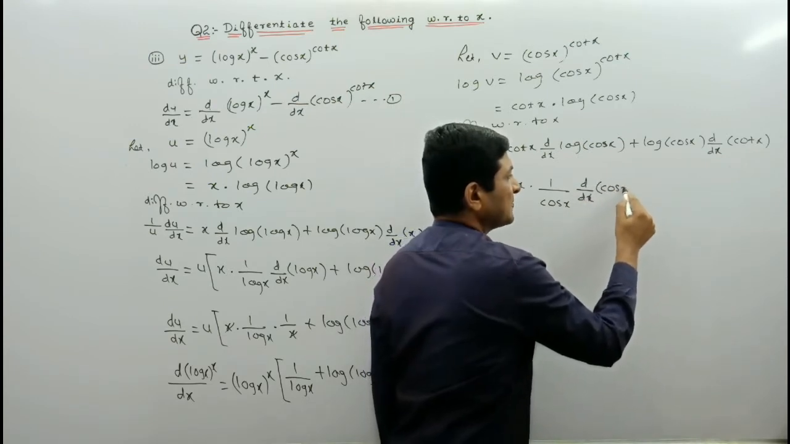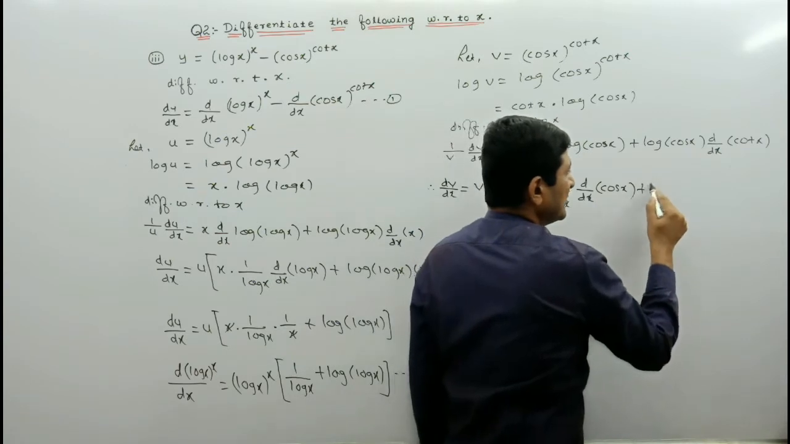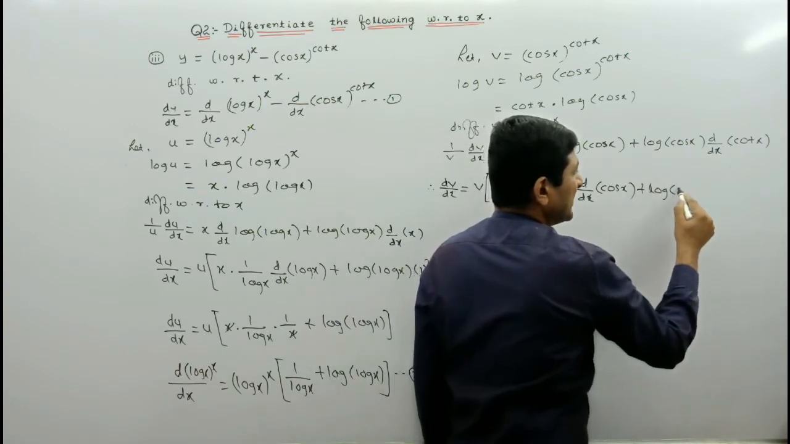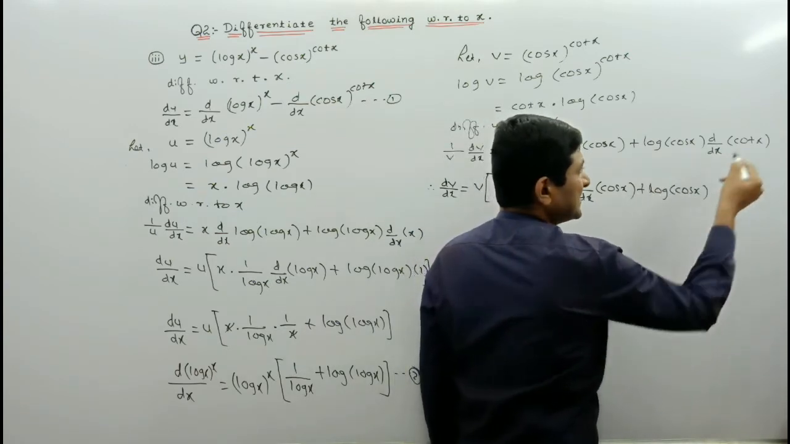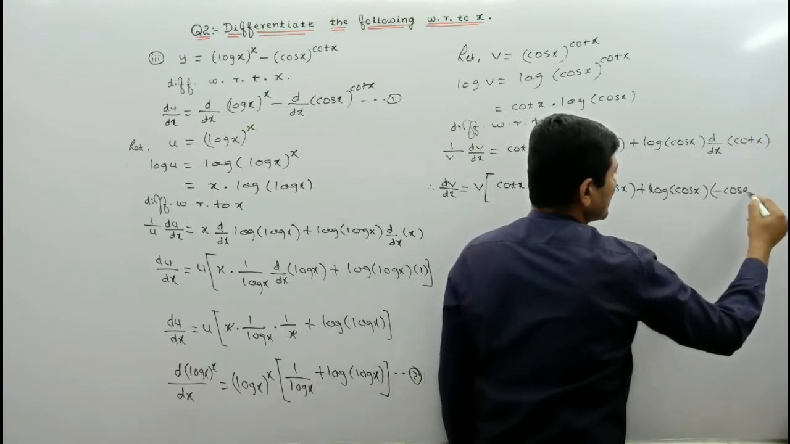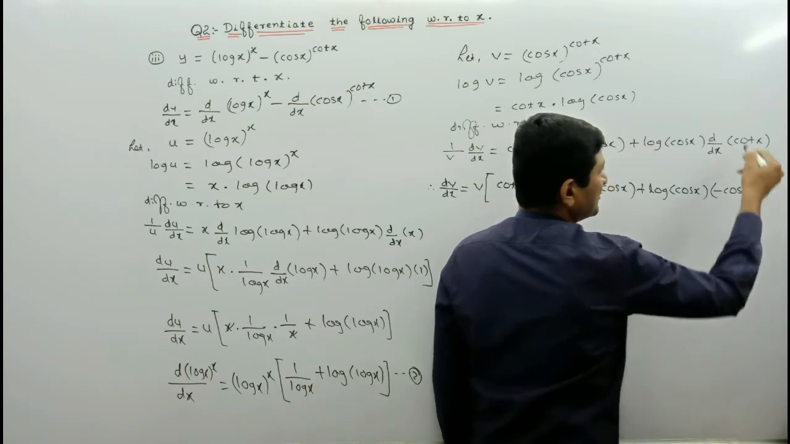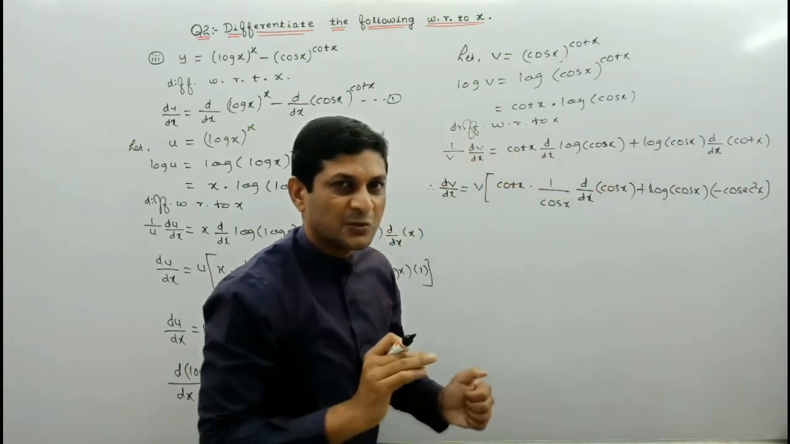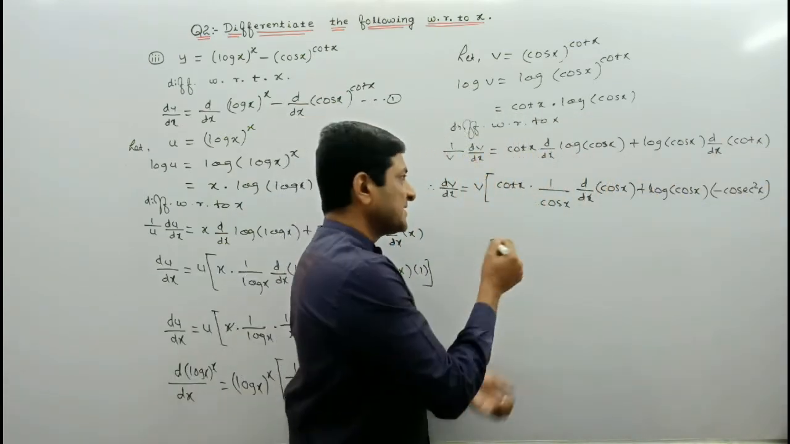Into derivative of cos x plus log of cos x, keep it as it is, log of cos x as it is. What is differentiation of cot x? It will be equal to minus cosec square x. Differentiation of this cot x will be equal to minus cosec square x. So now let us simplify it.